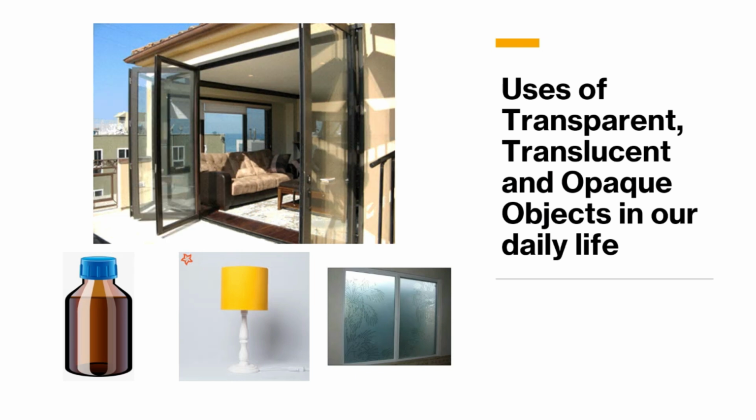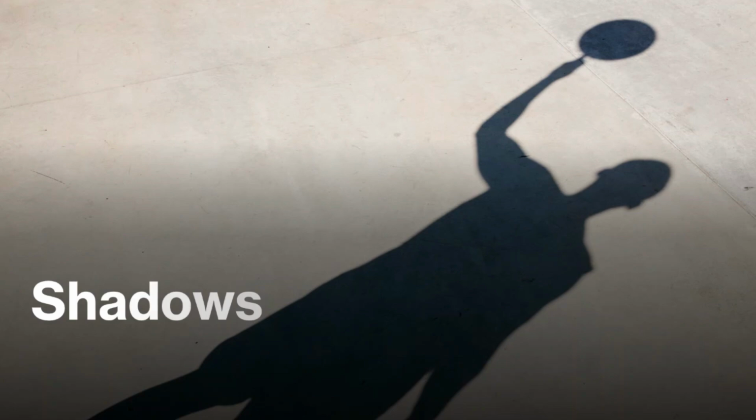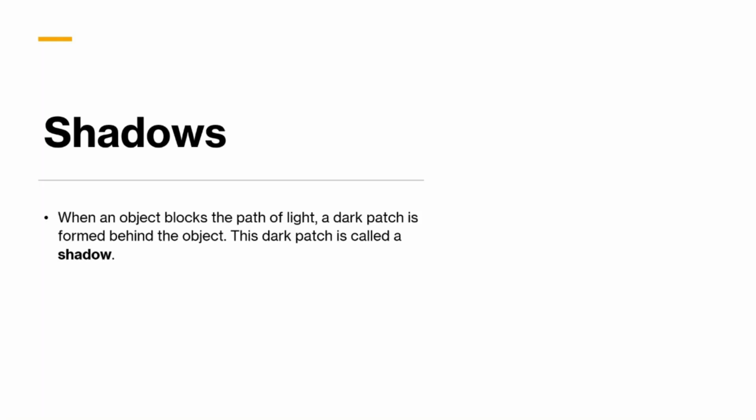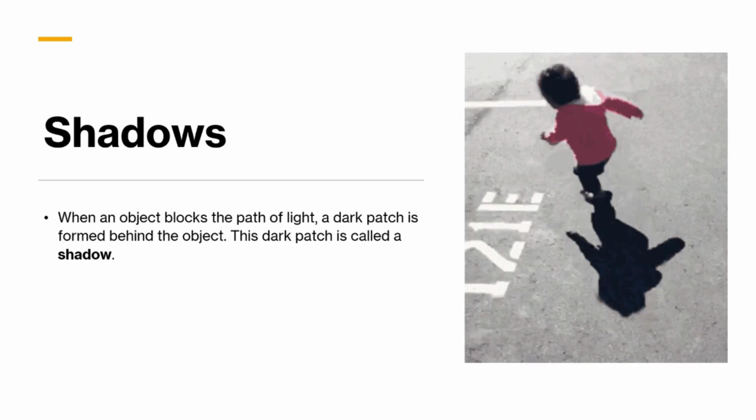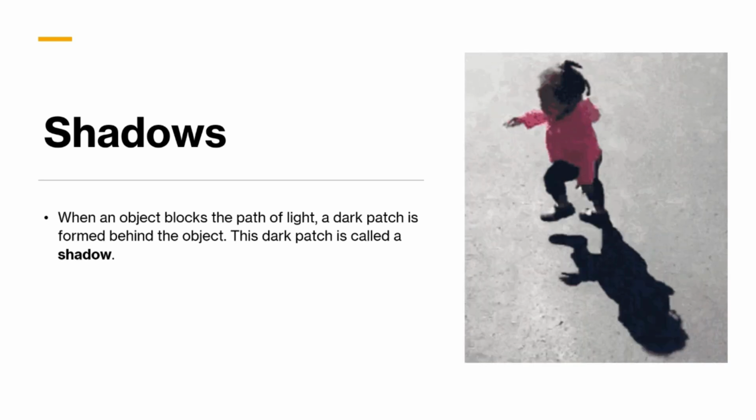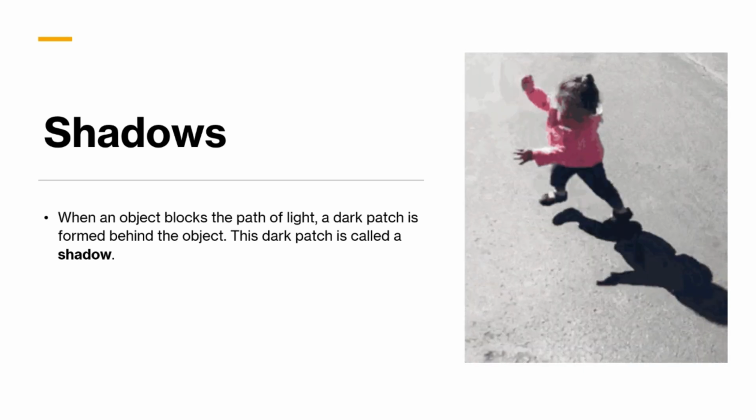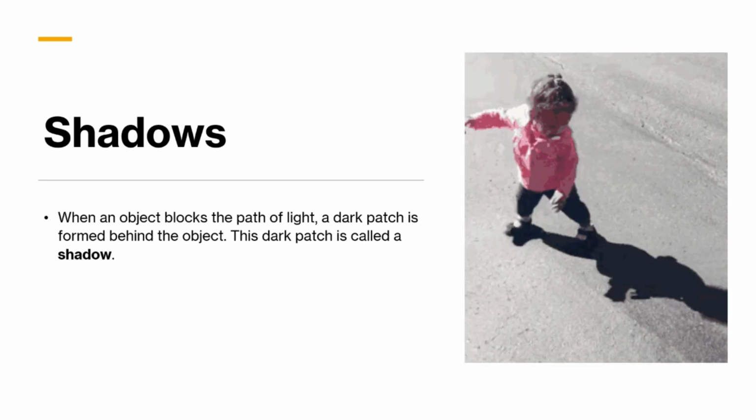Now, you must have seen shadows. When we discuss light, we must not forget about them. When an object blocks the path of light, a dark patch is formed behind the object. This dark patch is called a shadow. Have you seen your shadow when you are out in the sun? You can also see your shadow in a candlelit room.